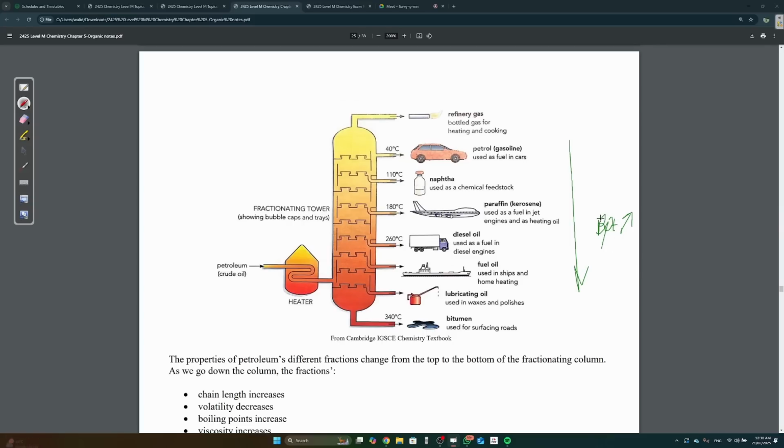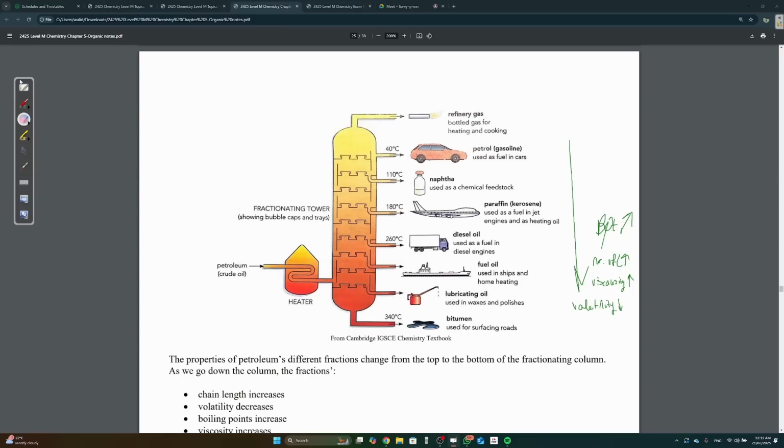What else happens as you go down? The number of carbons increases. So the ones with more carbons are usually the ones at the bottom. The viscosity increases. What's viscosity? It's basically how thick and dense the liquid is. And volatility decreases, which is pretty self-explanatory. If something has a higher boiling point, then it's less volatile. Volatility is the ability to change state. Since it has a high boiling point, its volatility will be low. Then it needs a lot of energy to change state, so it won't be volatile.